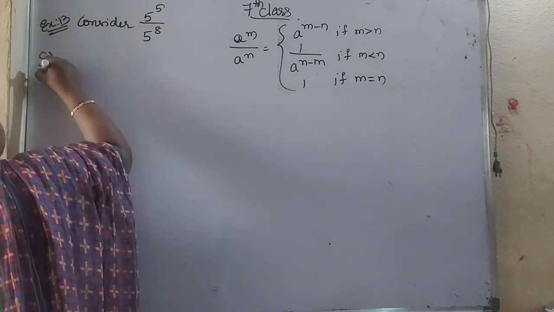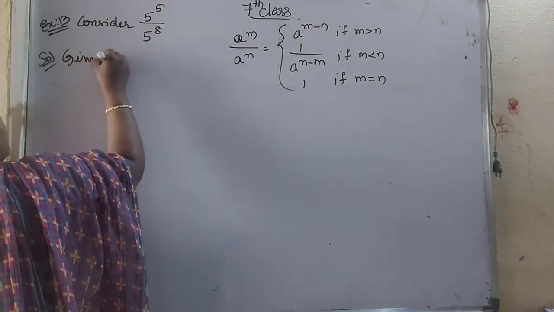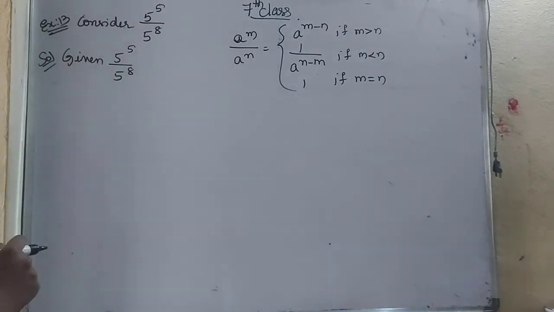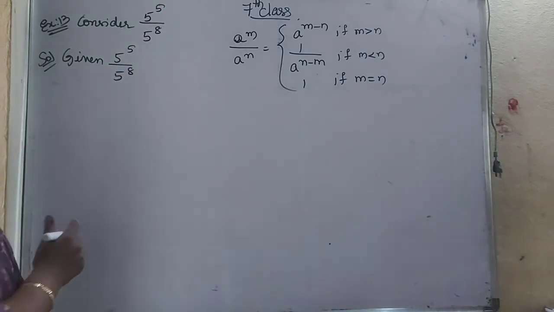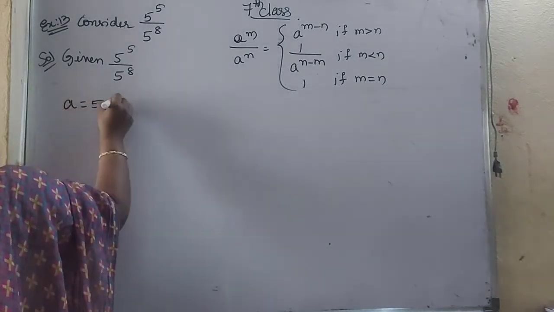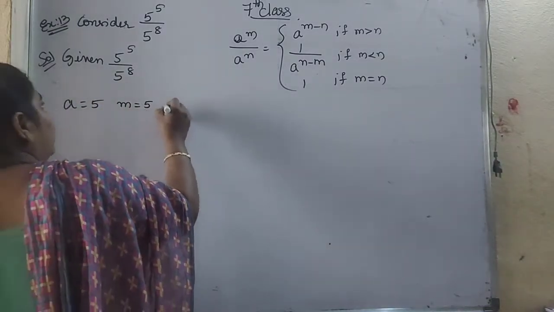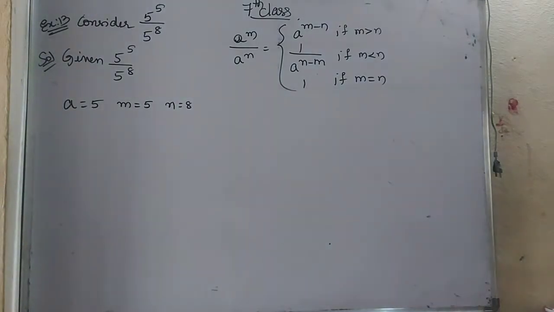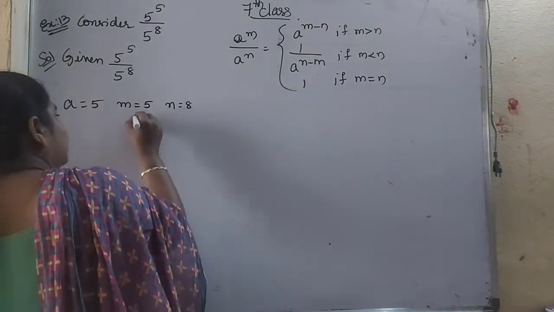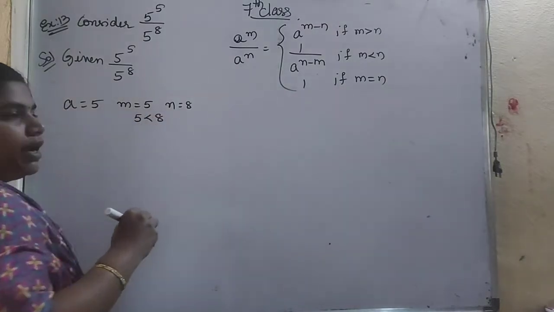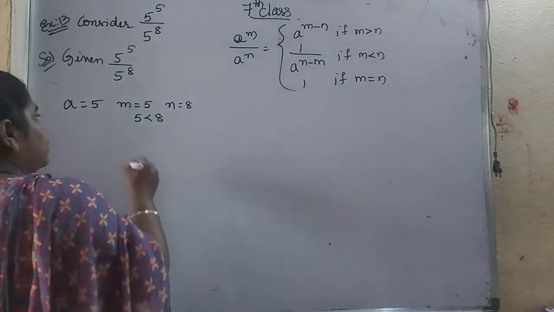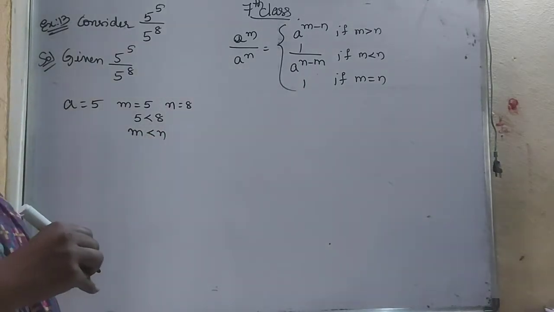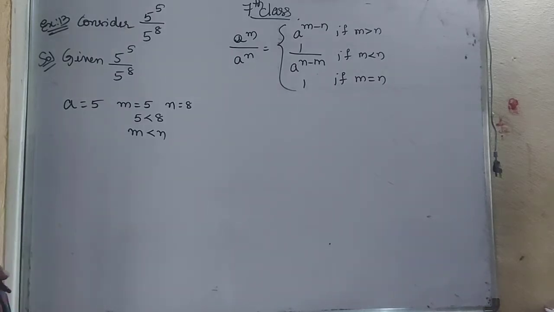So here, given 5 power 5 by 5 power 8. What have they given? 5 power 5 by 5 power 8. If you see this, the A value is 5, the M value is 5 and the N value is 8. Is 5 less than 8? Yes, 5 is less than 8. So that means the M value is less than the N value.